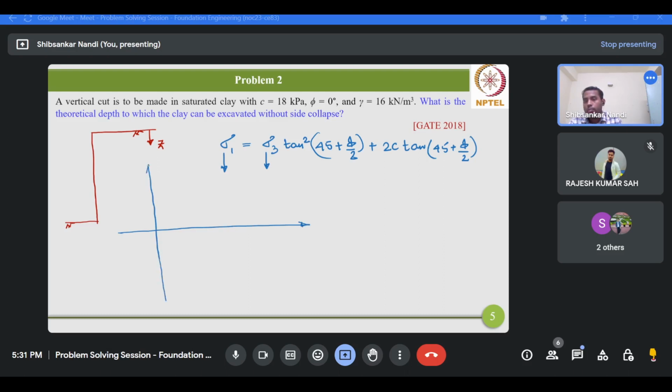Okay, so this is the shear stress and this is the normal stress, and this is the Mohr-Coulomb failure envelope, where this intercept gives you the cohesion, and this inclination with the horizontal axis will give you the angle of internal friction. So these are the two shear strength properties of a soil.